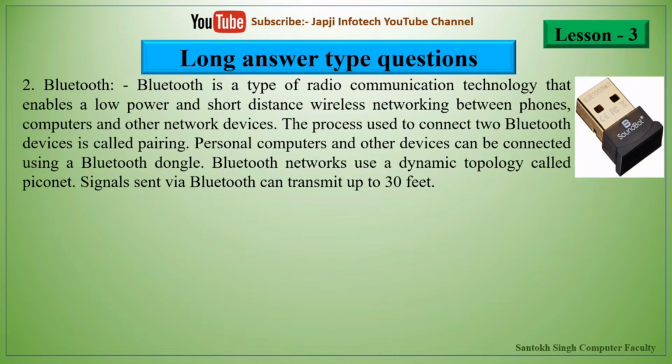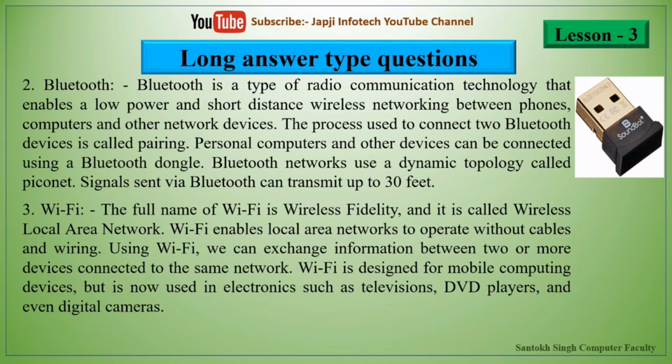And the second one is Bluetooth. Bluetooth is a type of radio communication technology that enables a low power and short distance wireless networking between phones, computer and other network devices. The process used to connect to Bluetooth devices is called pairing. Personal computer and other devices can be connected using a Bluetooth dongle. Bluetooth network uses a dynamic topology called Piconet. Signals sent via Bluetooth can transmit up to 30 feet.